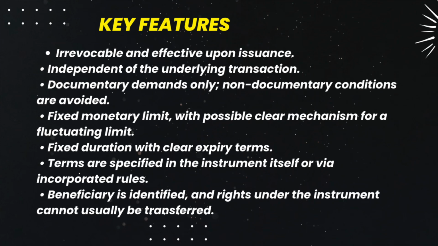Fifth one, monetary limit. The instrument must have a clear maximum amount that can be claimed. Sixth, fixed duration. Most instruments come with a fixed expiry date or an expiry event, but there are often mechanisms for extensions as well. Seventh, clear terms and conditions. All terms must be set out explicitly in the instrument or in the rules incorporated in the agreement. Eighth, there should be an identified beneficiary. Only the named beneficiary is entitled to payment under the instrument. Rights cannot be transferred without express permission. So, if you are already familiar with commercial documentary letters of credit, these features will feel very similar. Let's see them in detail.